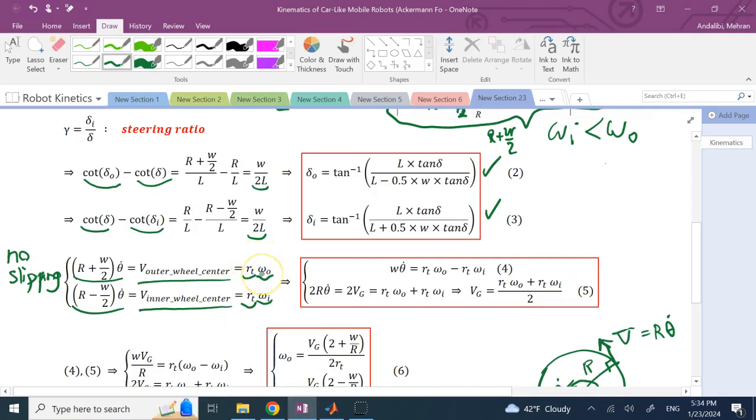Now, if you look from here, I can go ahead and solve for these two unknowns, omega I and omega O. Now, what do I have here? One thing I have is R, W. Now, theta dot I don't have. Theta dot I don't have, but guess what? I can get it. Why?